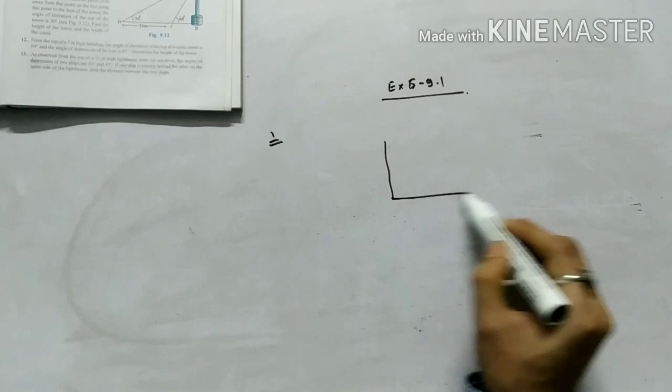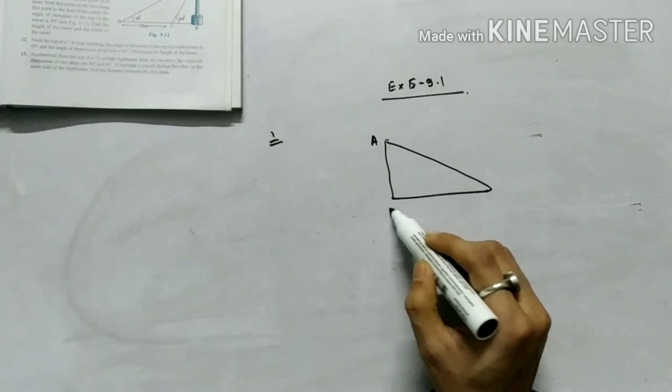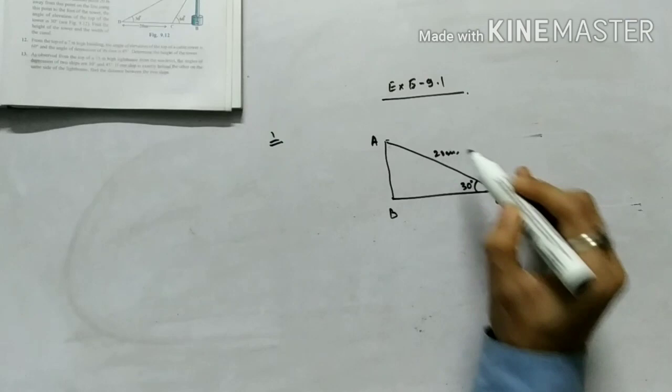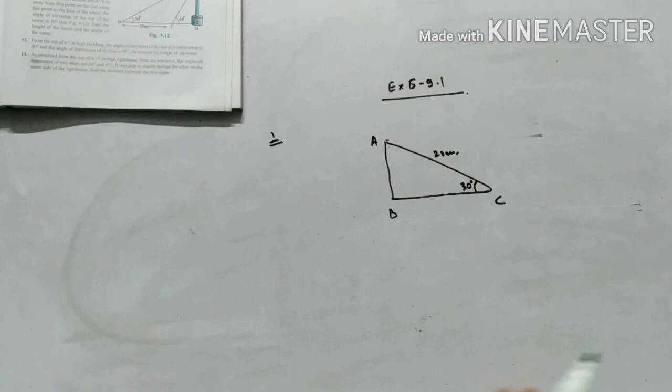Notes are already given. Please write down the notes. After that, you listen to these videos. A, B, C. This is your 30 degrees given, and this is your 20 meters given.